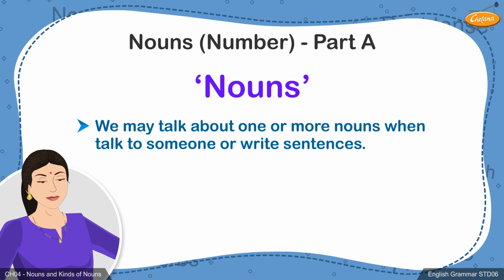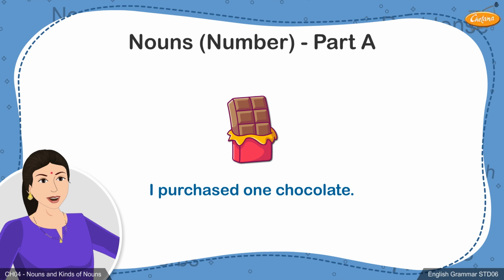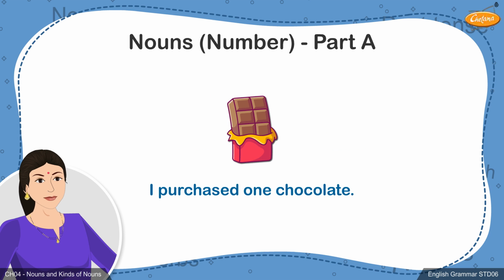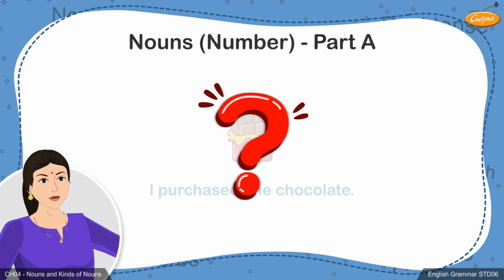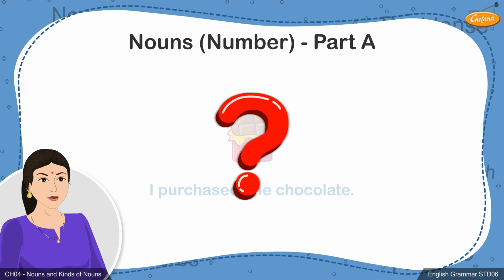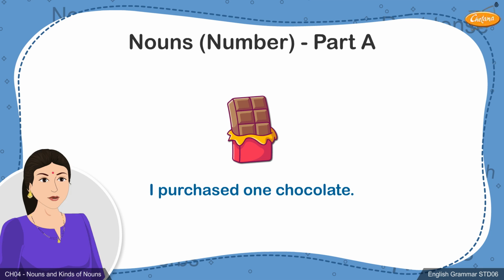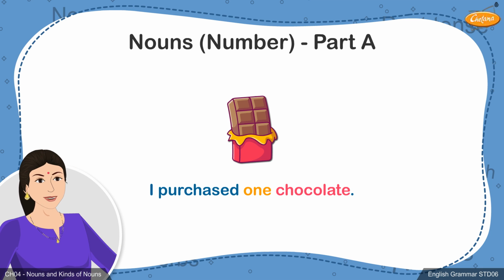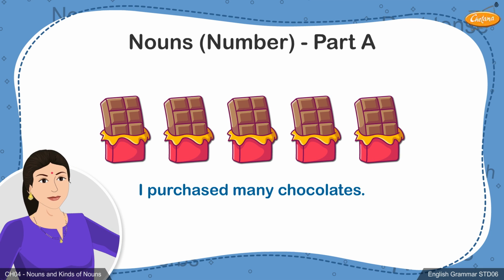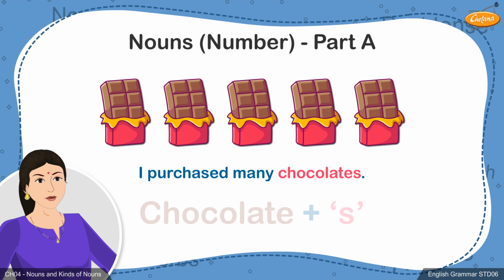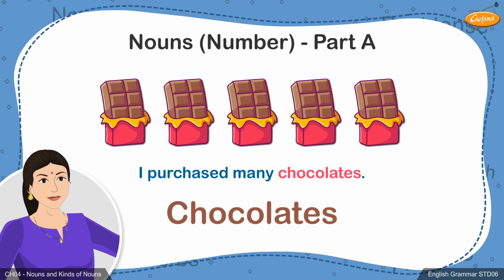For example, we may want to say, I purchased one chocolate. But what if we want to say we purchased two or more? When we use the word chocolate, it strictly refers to one chocolate only. However, if we want to refer to more than one, we use the word chocolates. By adding the letter S and using the word chocolates, we can talk about any number of chocolates.